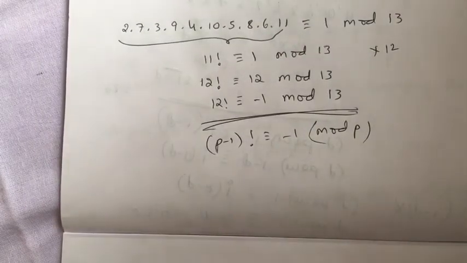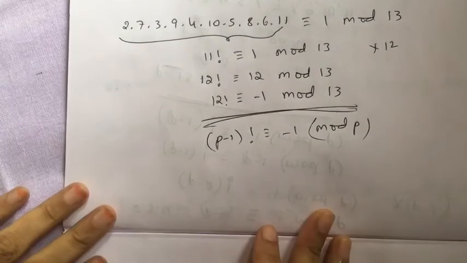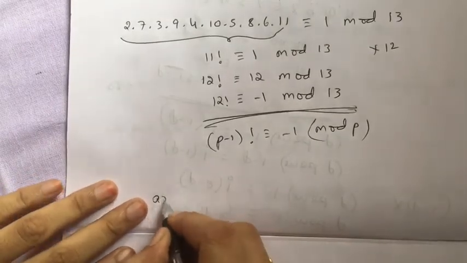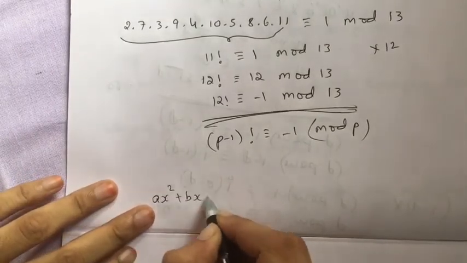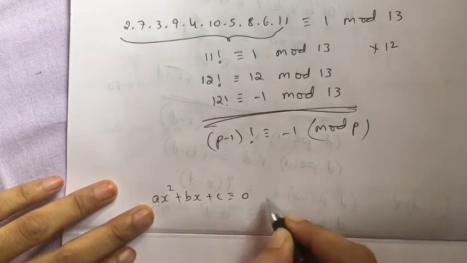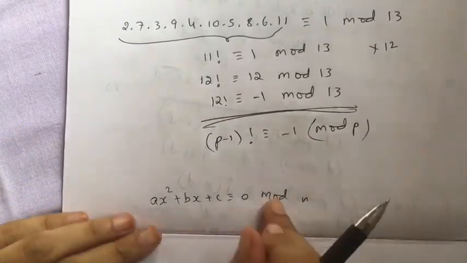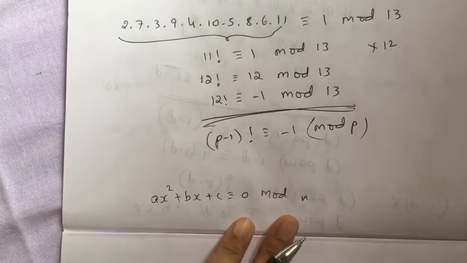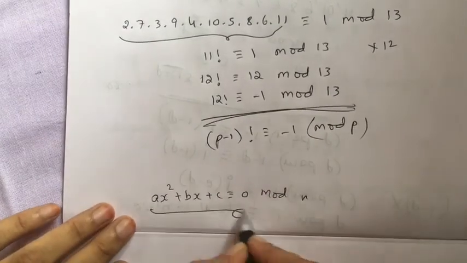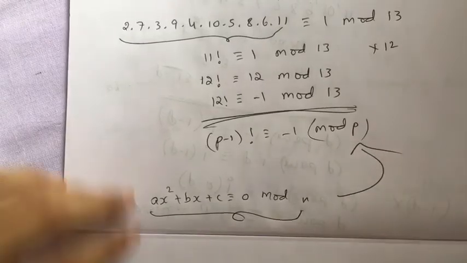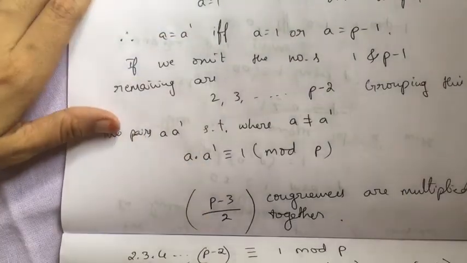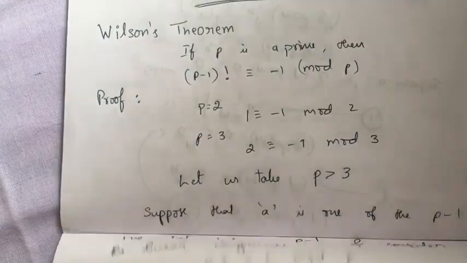So the application of Wilson's theorem is to study quadratic congruences. Say ax squared plus bx plus c is congruent to 0 mod n, where a is not congruent to 0 mod n. If that is the case, Wilson's theorem helps to study this. We'll take up the theorem based on this in my next video.